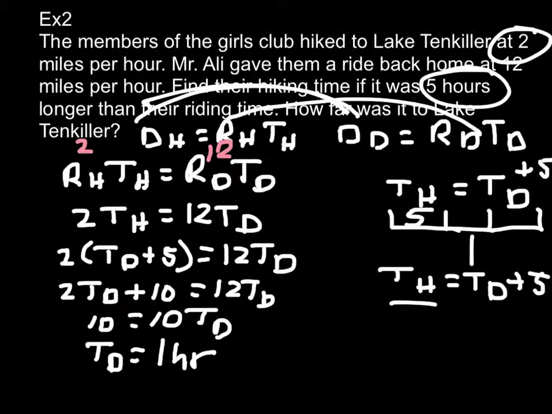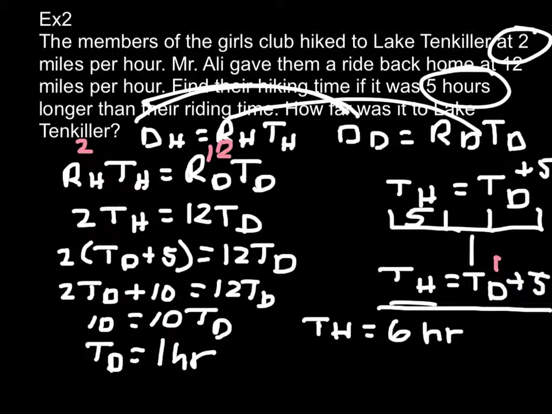All right, let's go back and make sure we're answering all the questions. Find their hiking time if it was 5 hours longer. So how can I find the time it took them to hike? Well, right here. Take TD, which is 1, and add 5 to it. So the time that it took them to hike was 1 plus 5, or in other words, 6 hours. 6 hours to hike there, 1 hour to drive back.